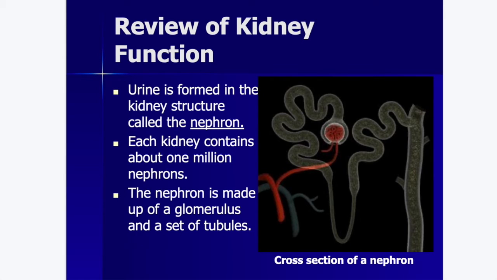When urine is formed, that happens in the kidney in a structure called the nephron. Each kidney, just to review, we have about 1 million nephrons per kidney. And it's made of a glomerulus, which is the little ball of capillaries that we see right here inside of Bowman's capsule, as well as a set of tubules.